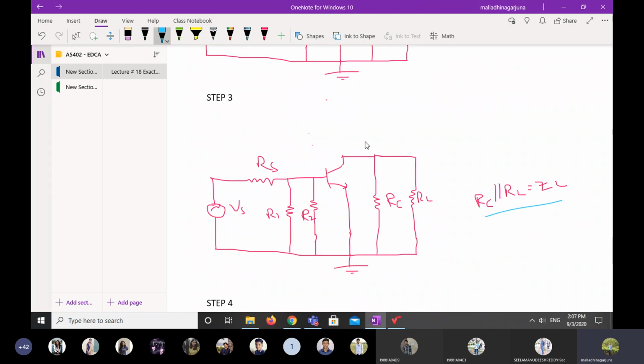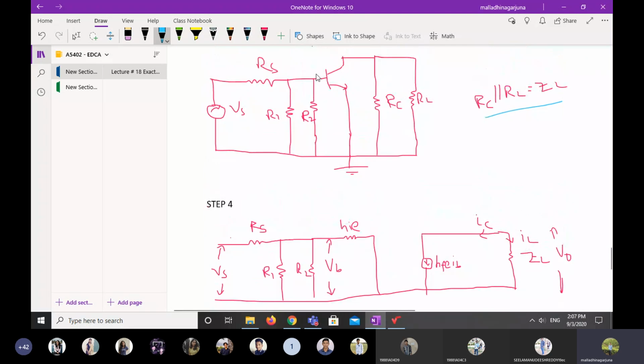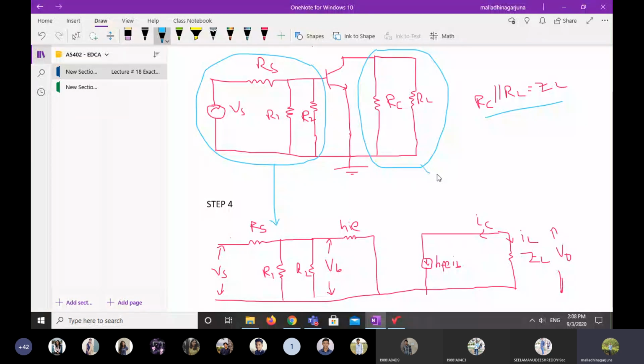Okay, and what is step 4? That is: replace all active devices by their H parameter model. Yes, so this is RS here. This portion is the same as it is, and this is also the same as it is. So this is the same as it is here.